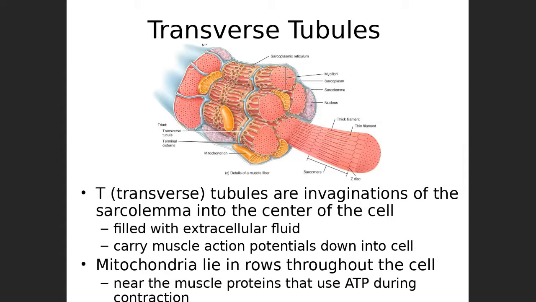And then we've also got mitochondria. And mitochondria lie in rows throughout the cell, okay? And they're going to be using ATP during the muscle contraction. So the mitochondria are like the batteries of the cell, okay? But we now think the mitochondria also have a brain, just like the nucleus, okay? So mitochondria is what we call the powerhouse of the cell or the battery of the cell, okay?